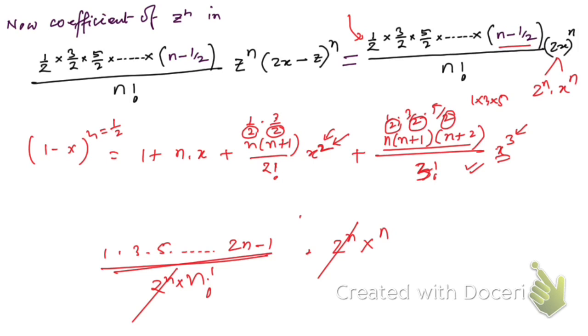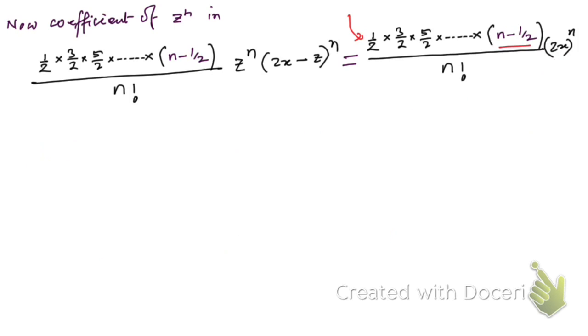Let me clean this part and let me write what we have got. Then at the end, after cancellation, what we're gonna have is 1 into 3 into 5 into dot dot dot twice n minus 1 divided by factorial n into x to the power n after cancellation of 2 to the power n. That's what we're gonna have, right? Hope you have understood this.